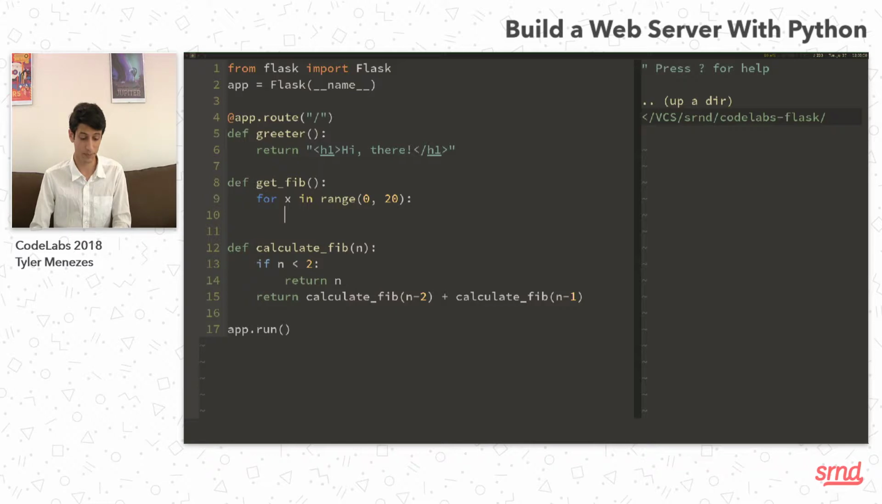So it is for x in range 0 to, let's say, 20, because this is going to be fairly slow. Print calculate fib. The way that it was recommending doing it on Stack Overflow was a little bit more complicated, but it was much nicer. I'm not going to go too much into it right now. So we're going to calculate the Fibonacci sequence of number x, and then we're just going to print it out.